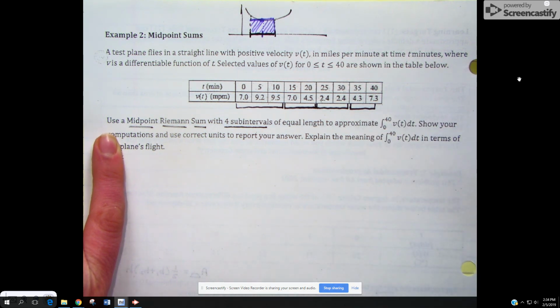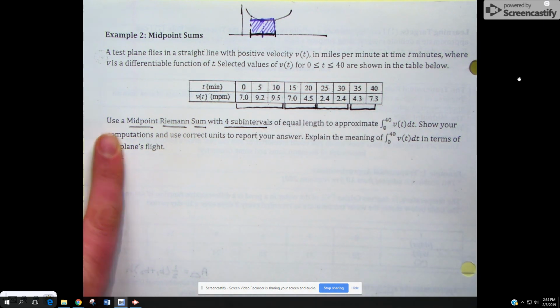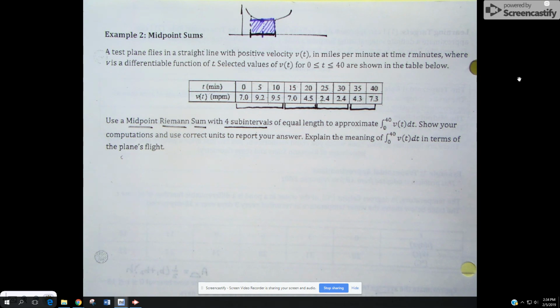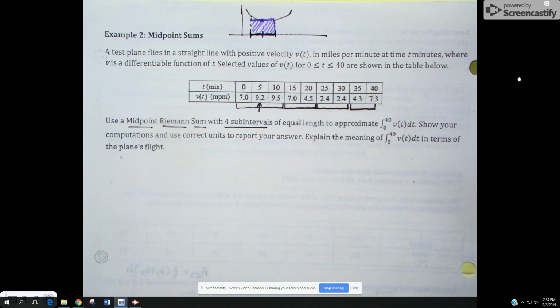If I only had those values, 0, 10, 20, 30, 40, I would not be able to do a midpoint approximation with a data table because you don't know what the midpoints are. So this particular set of data is designed perfectly because it just so happens that the midpoint from 0 to 10 is 5, and I have that data point.